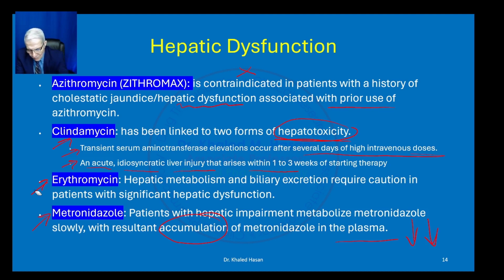I would like to indicate that we have two medications here. Azithromycin and erythromycin belong to the macrolide antibiotics.